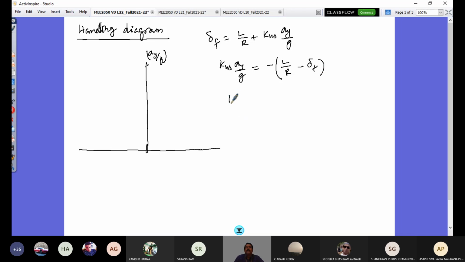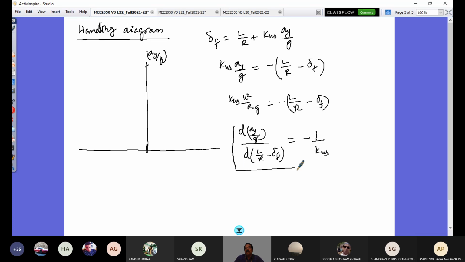It's U squared by R. So K_US times U squared by R into G is minus L by R minus delta F. Now, if I differentiate this with respect to this term, that is d(a_y/g) by d(L/R minus delta F), what is there is L by R minus delta F. With respect to this, it is minus 1, and K_US goes to the other side as 1 by K_US. So this is now the differential.